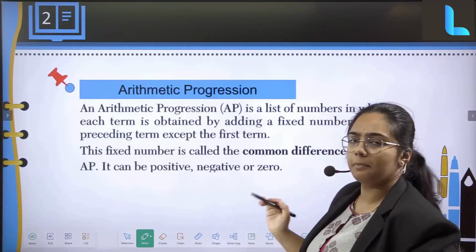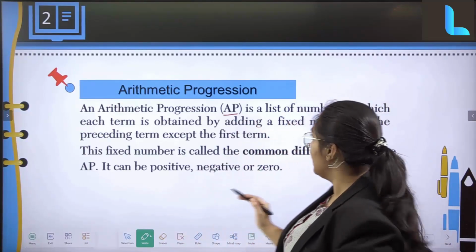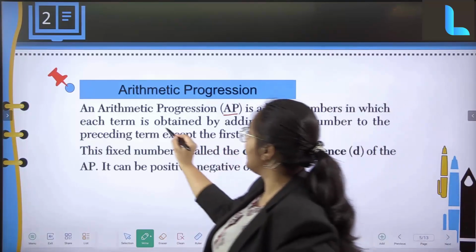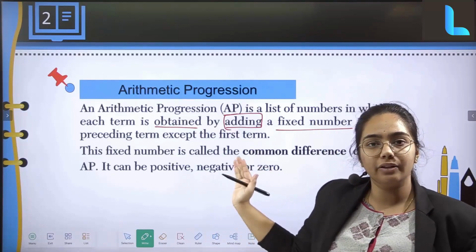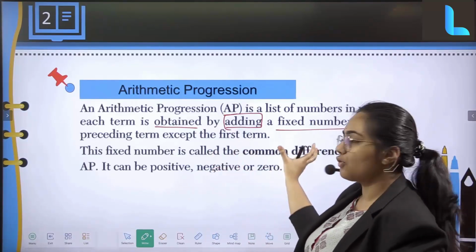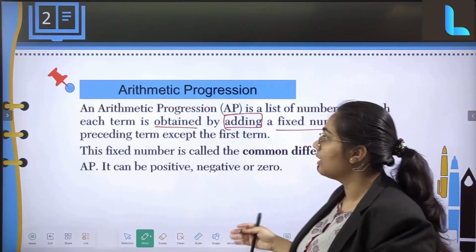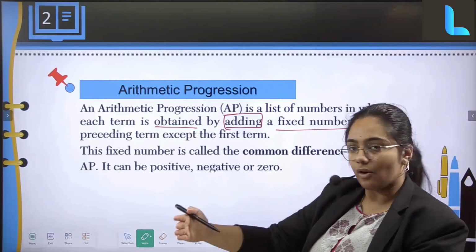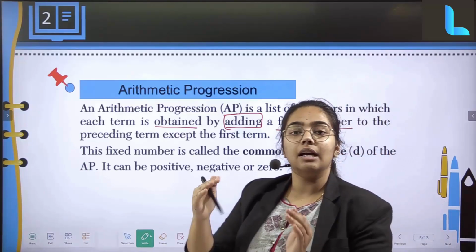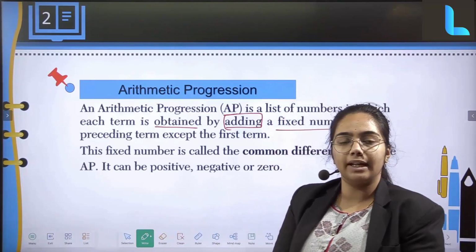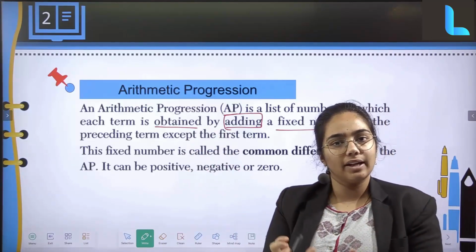So what is this arithmetic progression all about? Arithmetic progression, which is shortly called AP, is a list of numbers in which each term is obtained by adding a fixed number. So adding a fixed number, what does that mean? In short, we will be calling that the common difference, which we will see a little bit further. So in an arithmetic progression, if I ask you how the second term is obtained, for the first term some fixed number has been added. That is how I get the second number.